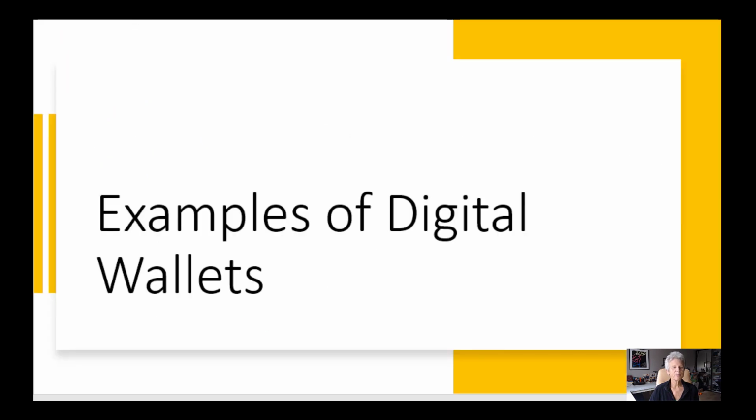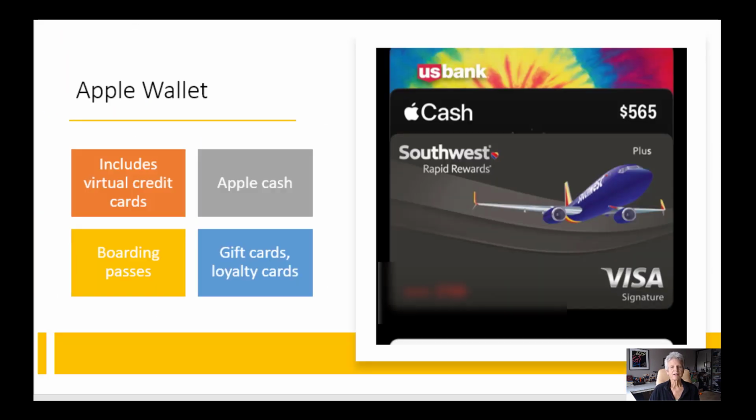Let's look at some examples of digital wallets. This is the Apple Wallet. This wallet holds all of your stuff. It includes your virtual credit cards, a debit card, which holds the money that you've been sent via Apple, and a place to store your gift cards. Transactions are authenticated with your fingerprint, which makes it a more secure app. Another thing that Apple Pay does offer is a place to store your boarding passes. So next time you travel, you can have them on your Apple Wallet and just pull that out when you're going through the line.